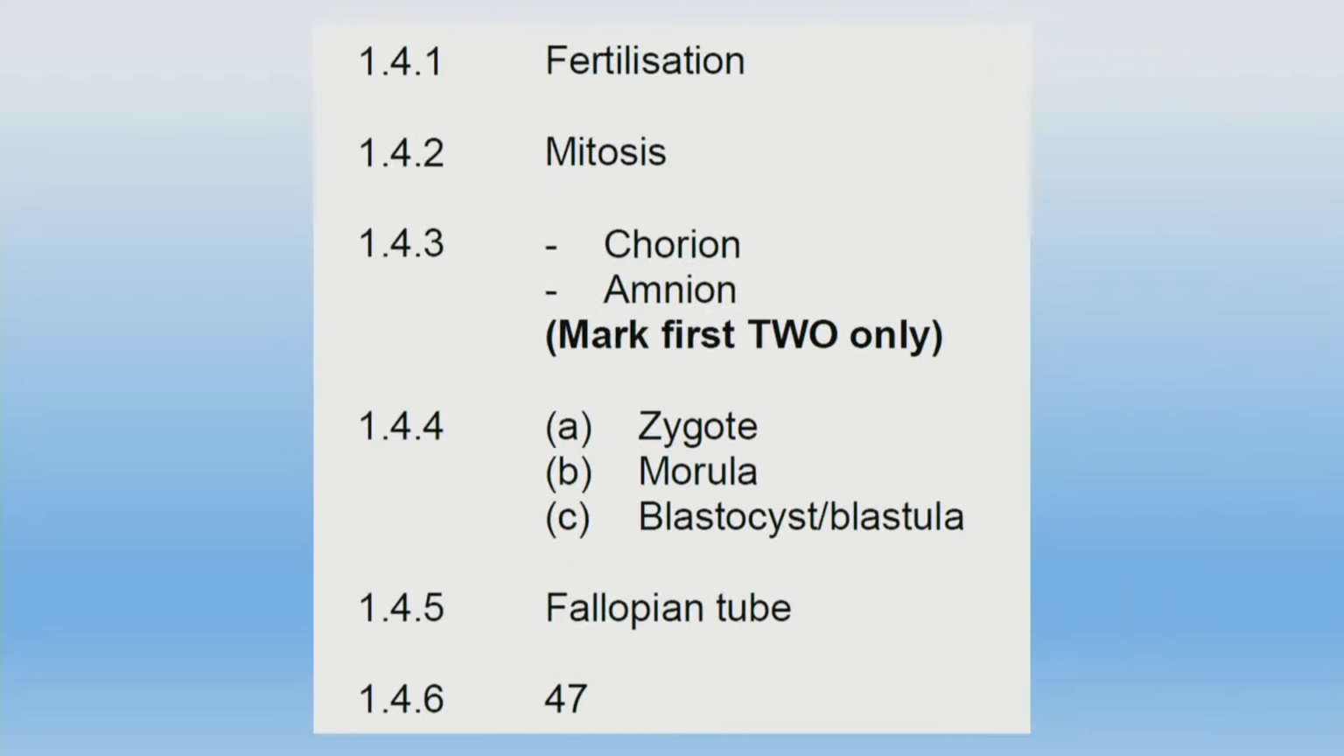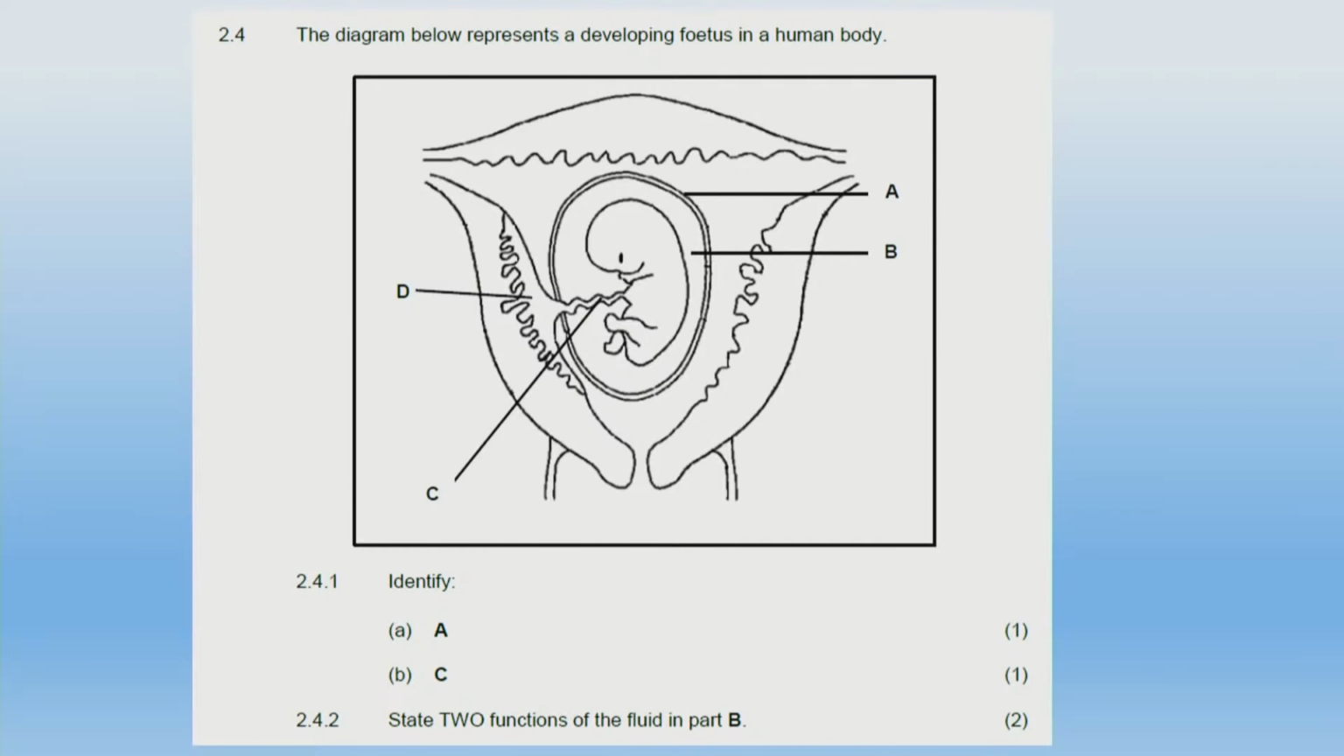And then let us move to the next question, question 2.4. Then 2.4. And let us look at that question. Okay, the diagram below represents a developing fetus in a human body. 2.4.1, it says identify number A and also number C.